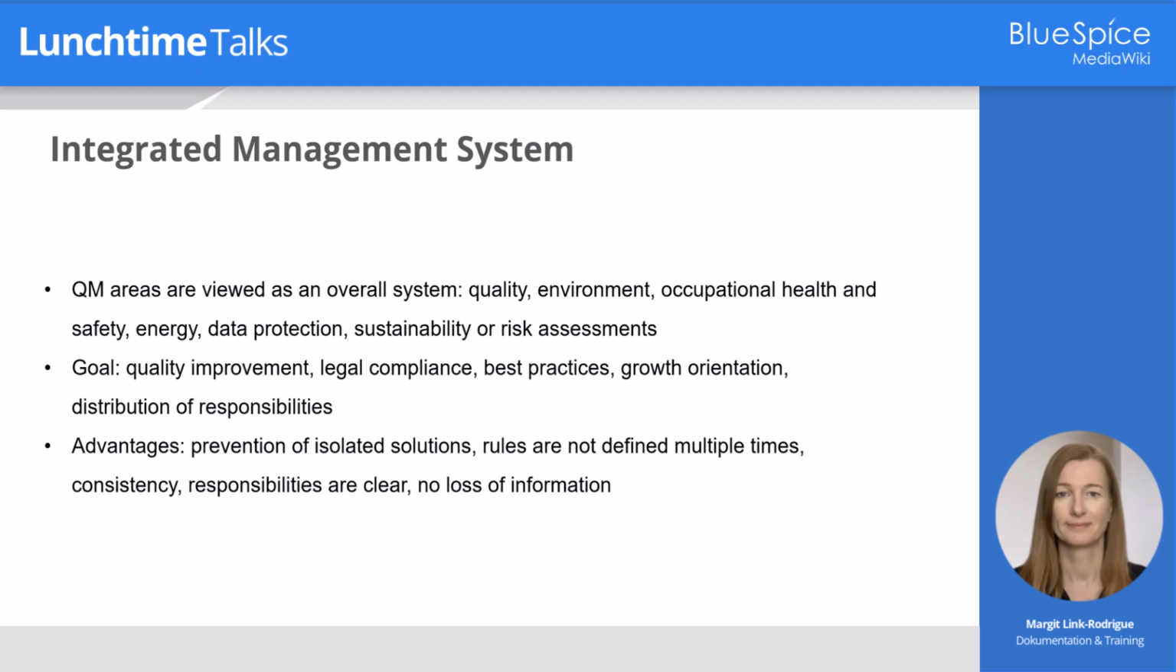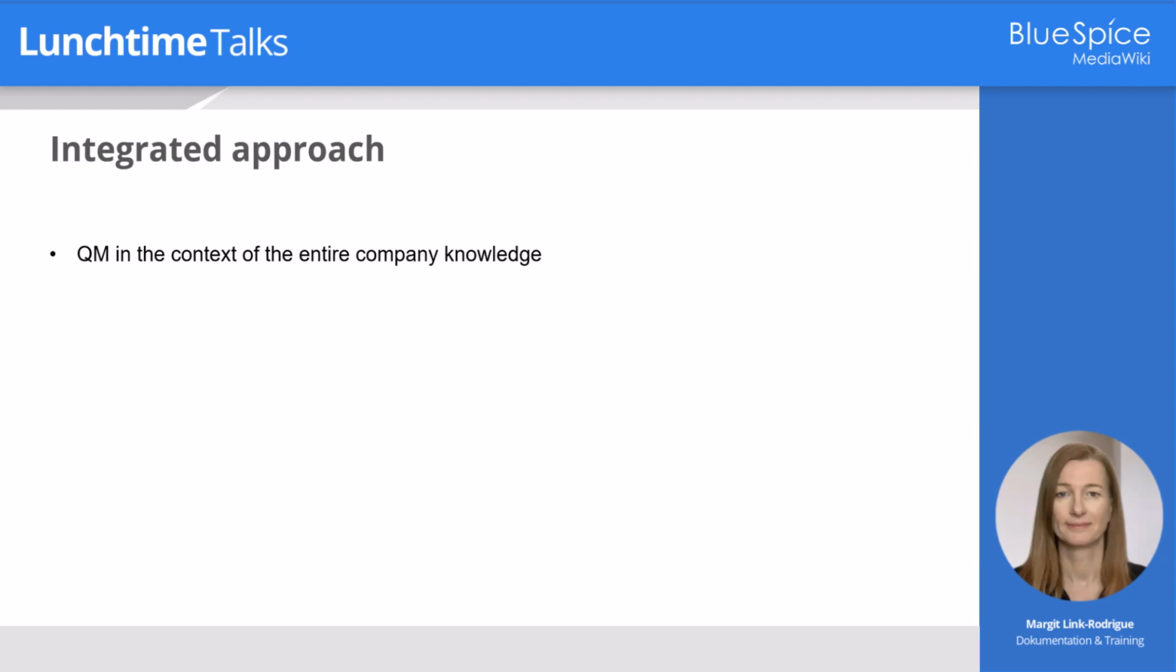So what does that integrated approach mean in general? In the wiki, you can see quality management efforts in the context of the entire company knowledge. The great advantage then is that you can discover valuable knowledge and formalize it and then move it from your knowledge base pages into your controlled document area of the wiki and simply formalize processes that were documented but that had no life cycle yet.